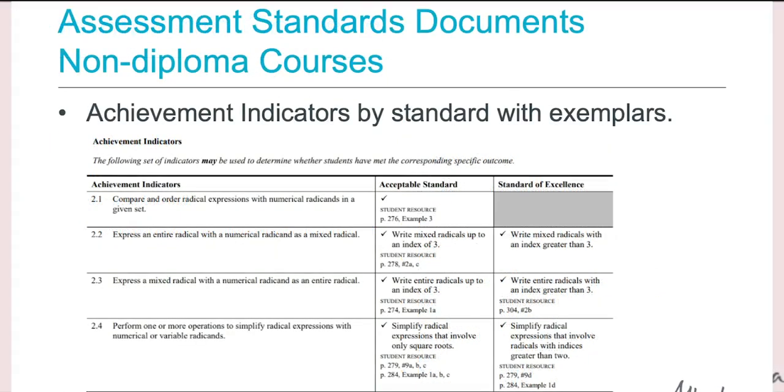For each specific outcome, their corresponding achievement indicators are listed, along with specific examples from the approved resource to clarify the levels of the acceptable standard versus the standard of excellence. Here is an example from the Math 20-1 Outcomes with Assessment Standards document.